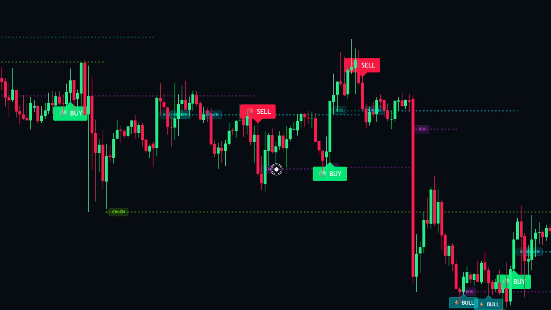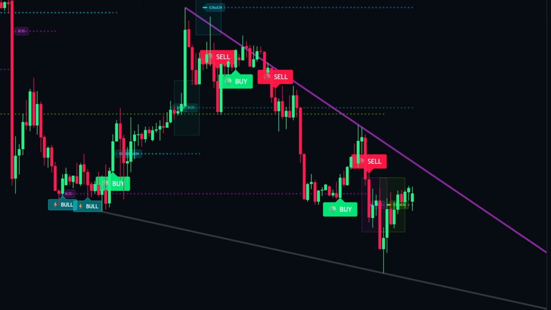The purple highlighted zones on the chart represent the break of structure. These zones show the exact price level where market structure is broken and control officially shifts from buyers to sellers or vice versa. We also have trend lines on the chart. The gray descending trend line shows the dominant bearish trend and acts as dynamic resistance.